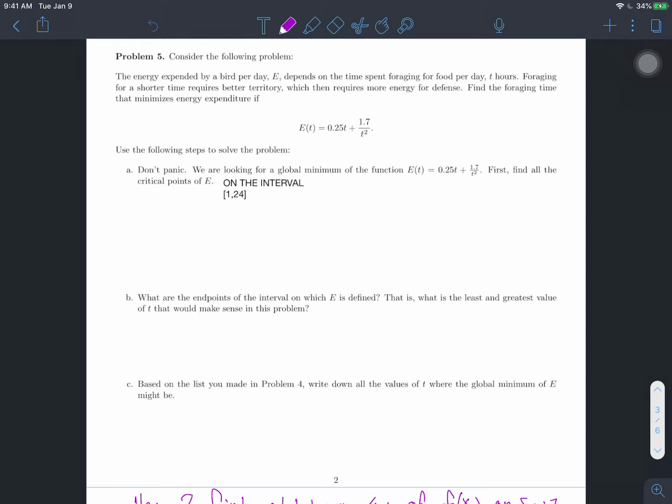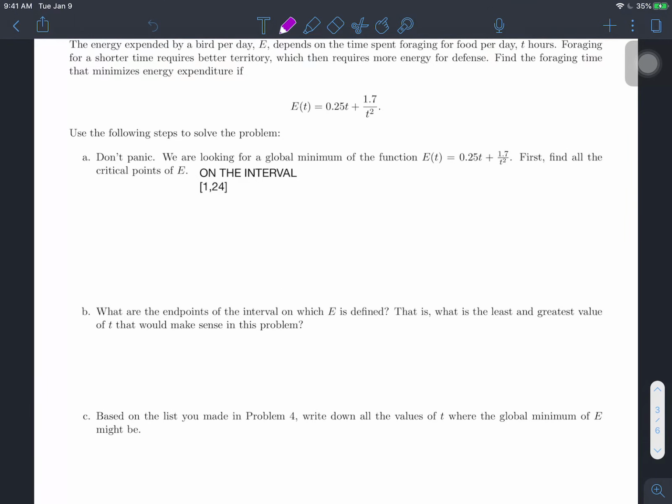So how should I look for critical points? You're going to find the derivative of the equation and set it to 0? Yes, very good. We're going to take the derivative of this equation and we're going to set it equal to 0. So first of all, let's take the derivative. What are we going to get? We'll get E prime of t is going to be equal to 0.25 plus 2 times 1.7 times t to the negative third power.